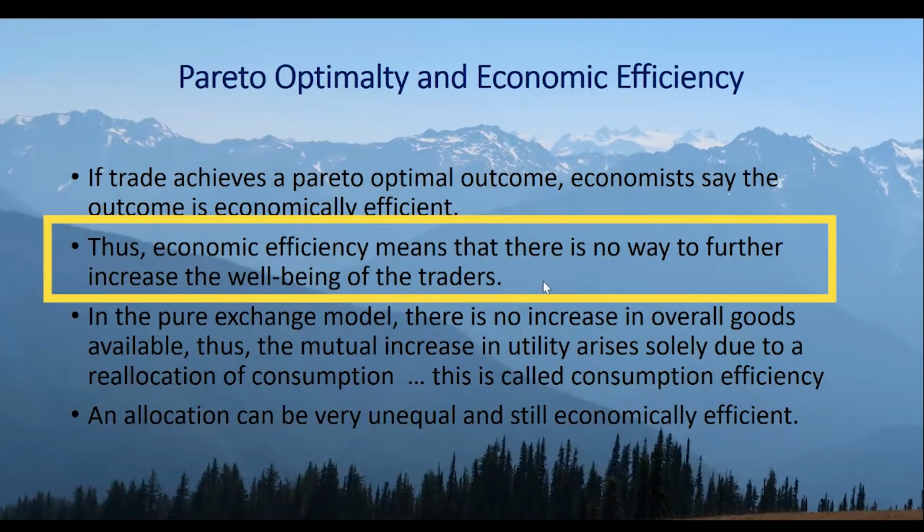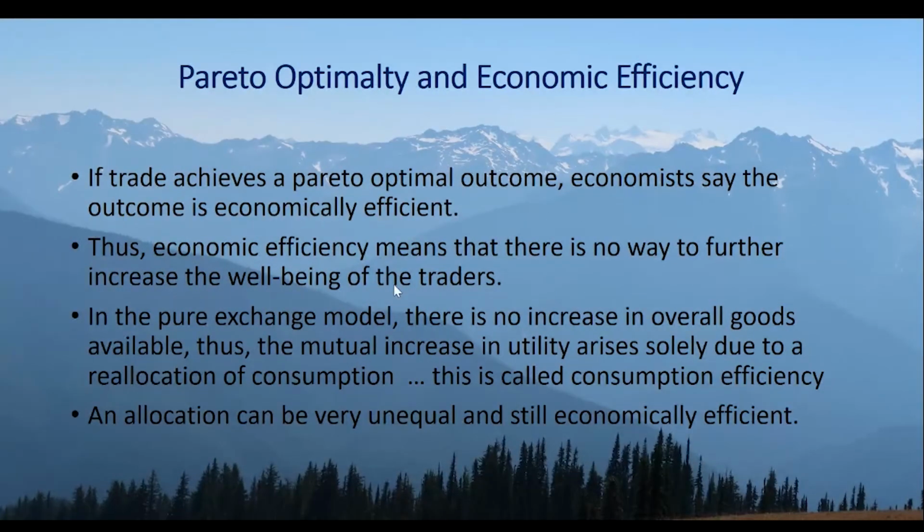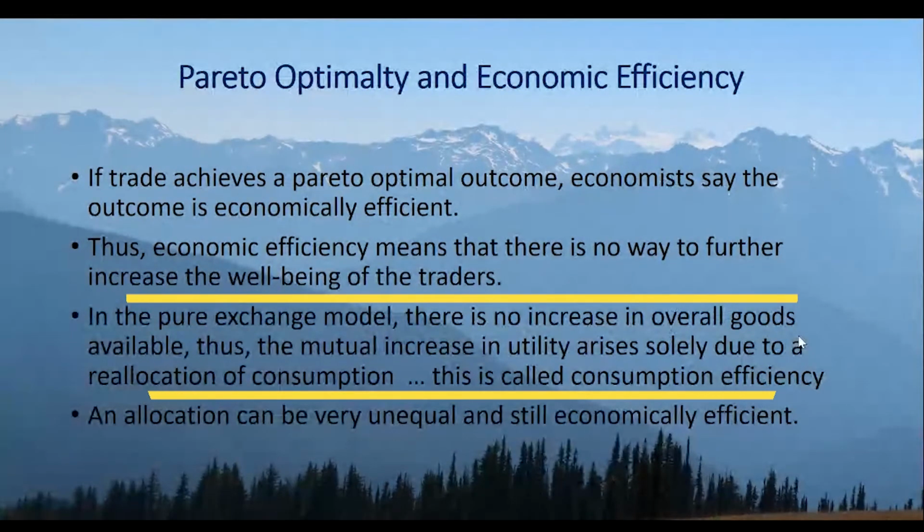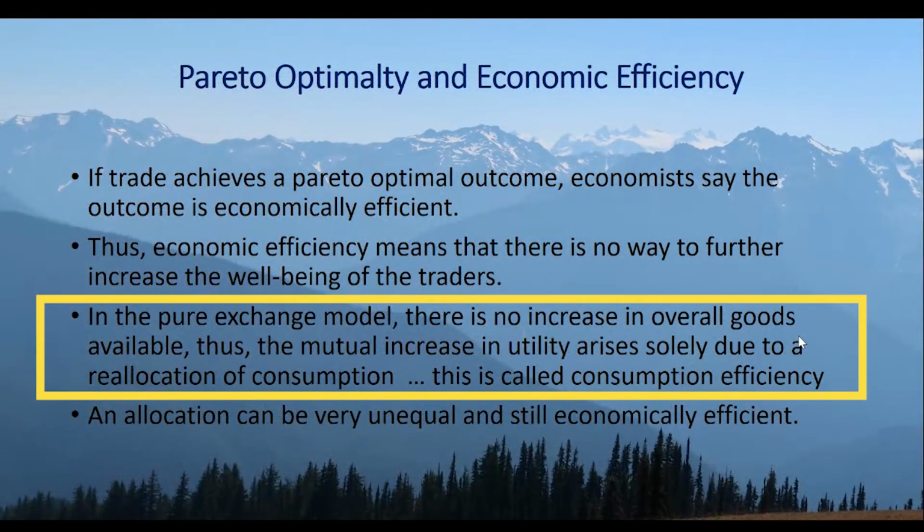Okay, so thus, economic efficiency means that there's no way to further increase the well-being of the individual traders. Now, in the pure exchange model, there's no increase in overall goods available. What do I mean by that? When they trade from the corner to the middle, they're not changing the amount of oranges and apples that are in this simple economy. Before and after trade, there are 10 apples and 10 oranges. They're only trading the allocation of the apples and oranges. So they're only mixing up who gets what.